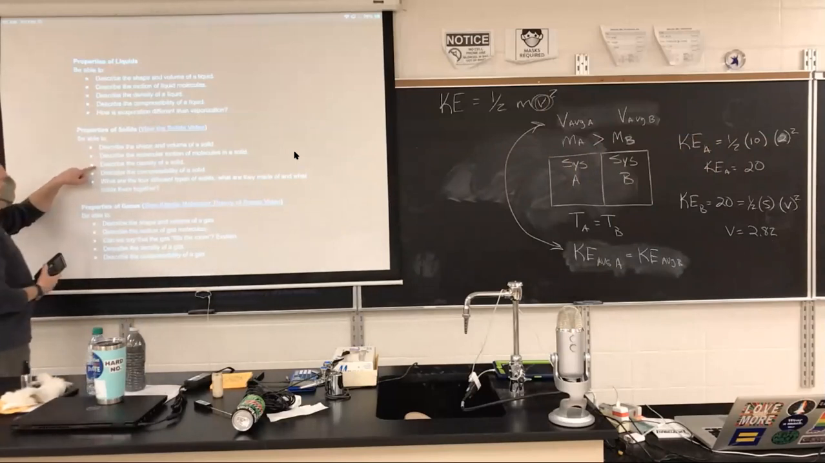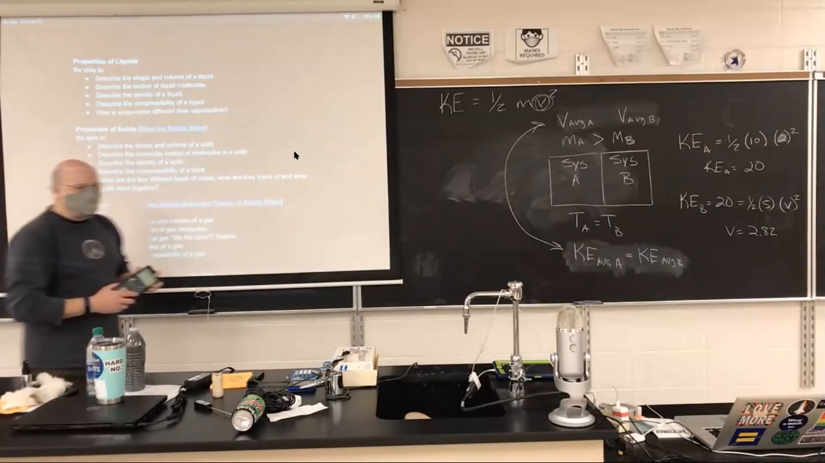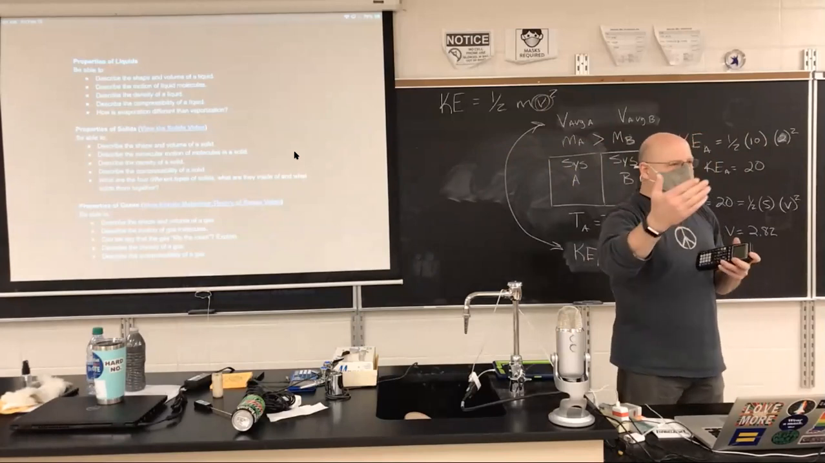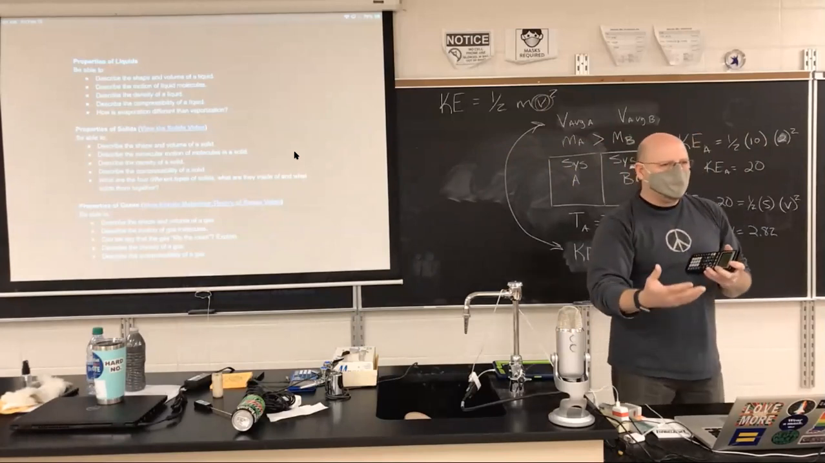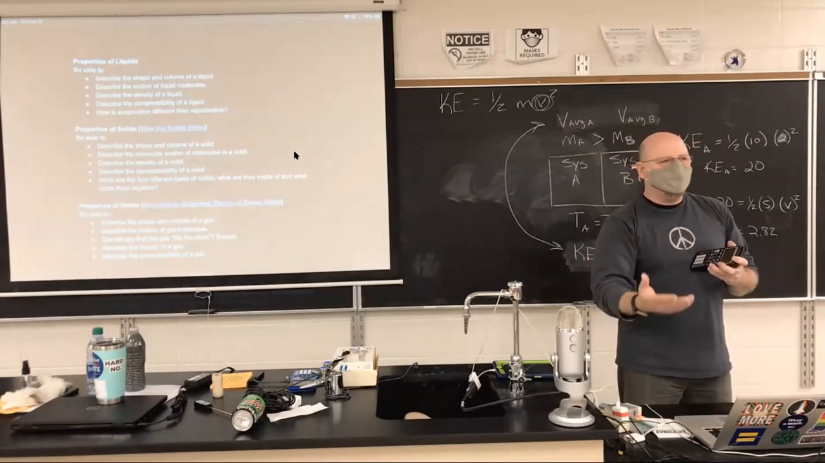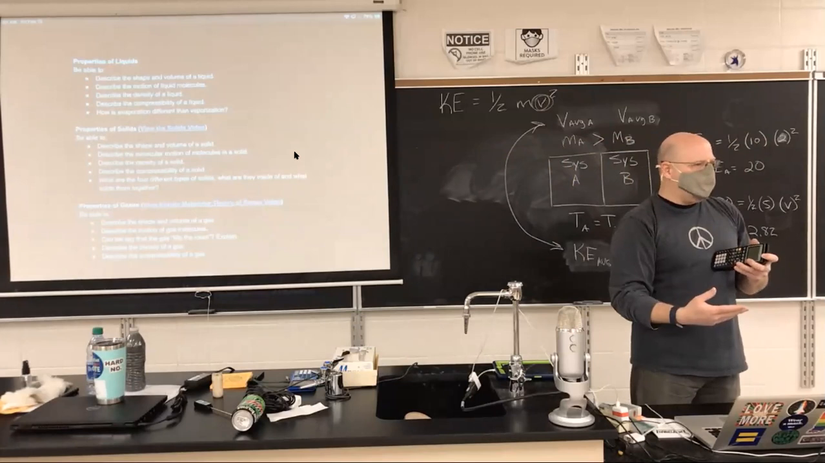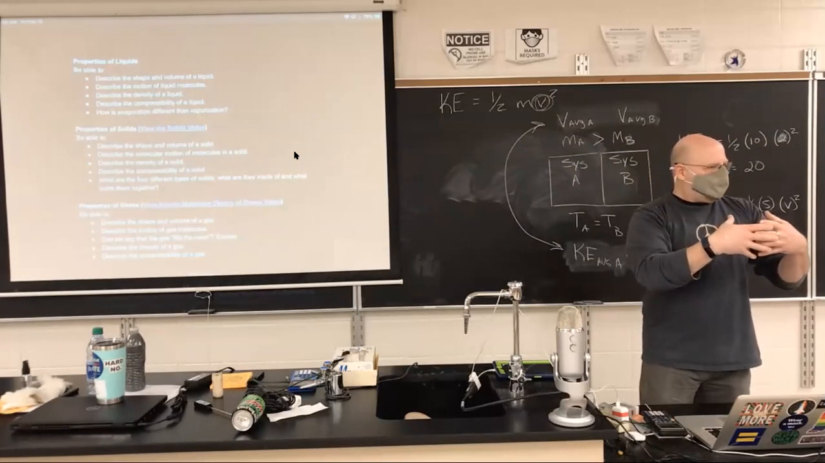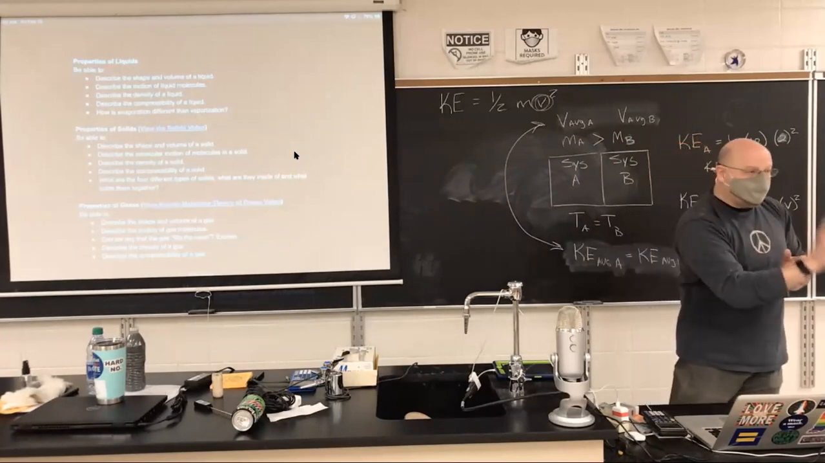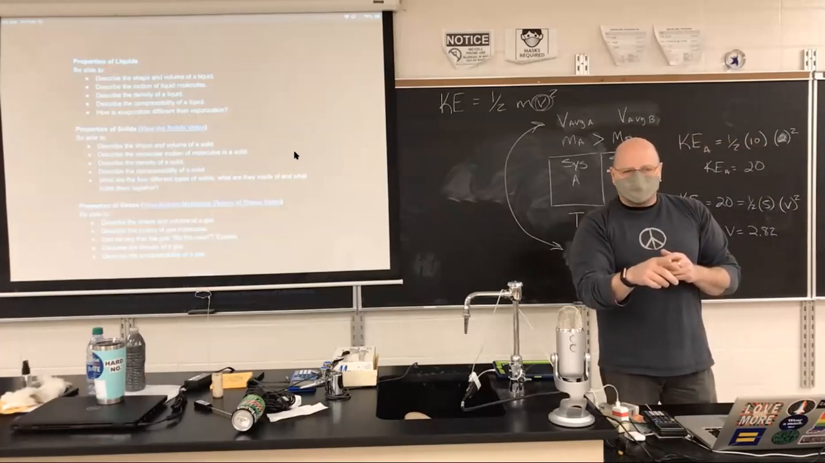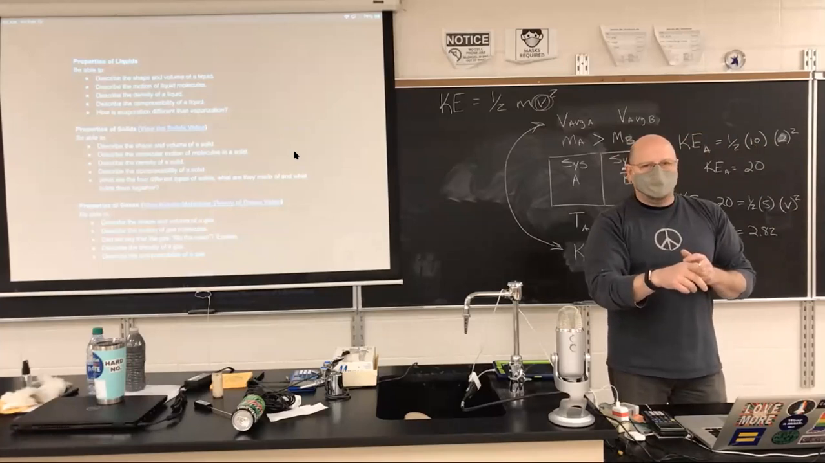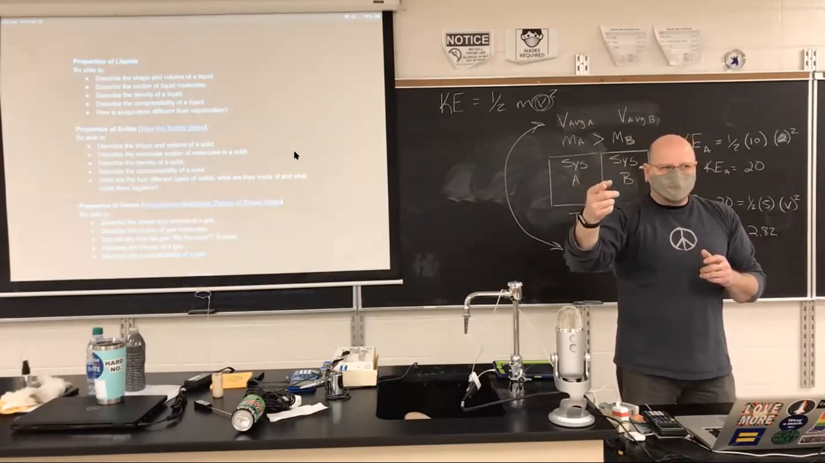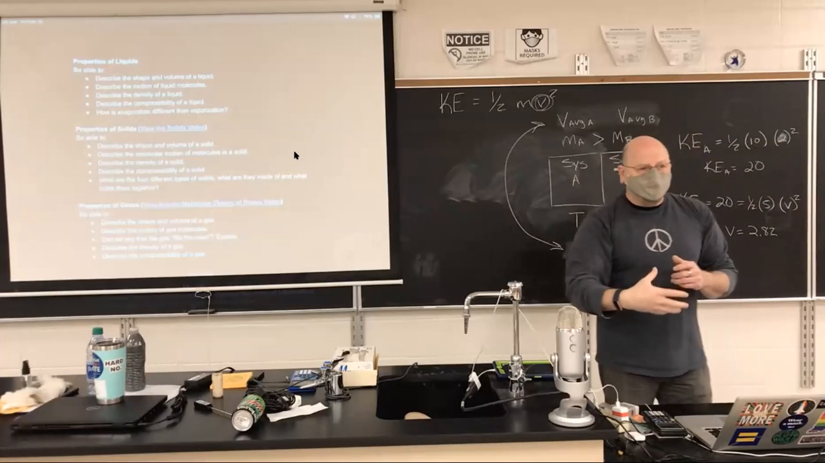I'm going to skip this one, we'll come back to it. Describe the density of a solid. So density, remember, is defined by the mass divided by the volume. In general, solids are more dense. This kind of goes to what Matt said, because the molecules themselves are closer together. Not always the case, though. What's more dense, solid water or liquid water? Liquid water. That's why ice floats. So we're talking about some generalities here.